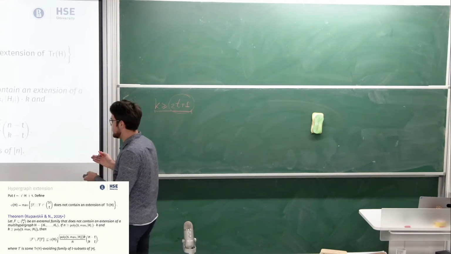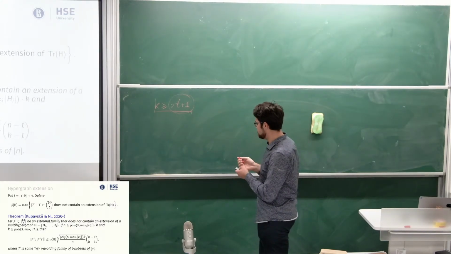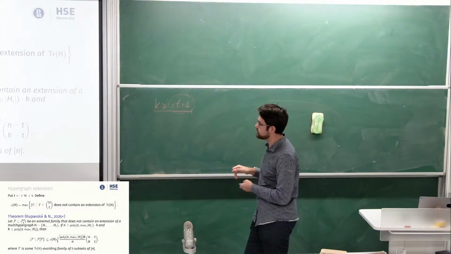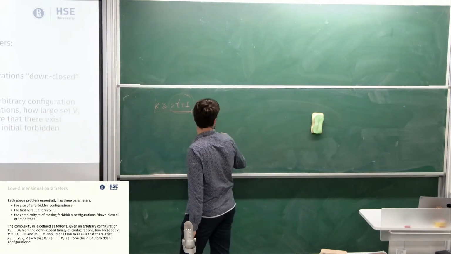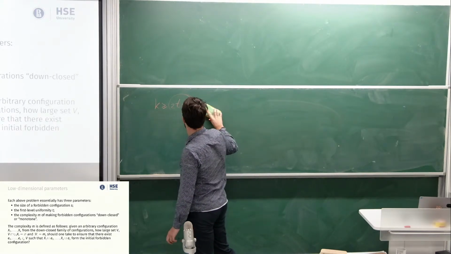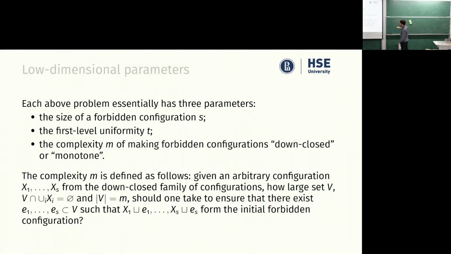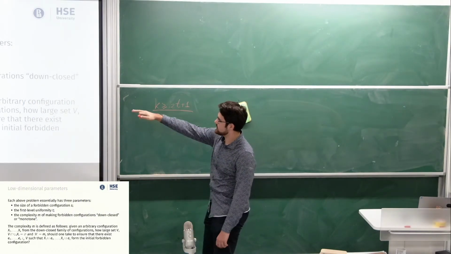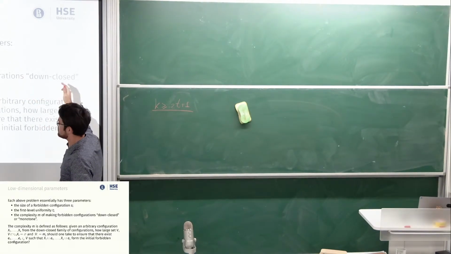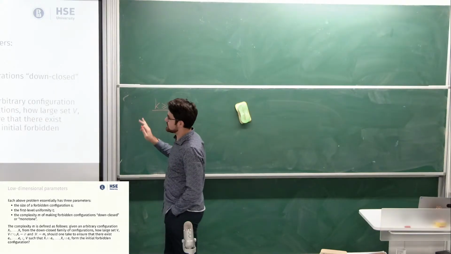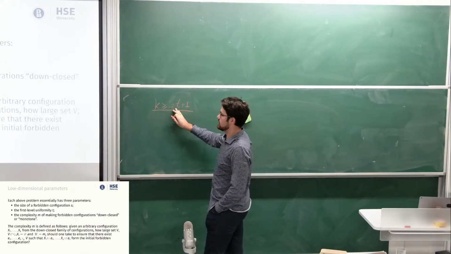And the answer is that we need some internal mechanism inside of the proof that makes the problem down closed or monotone. And this mechanism imposes some assumptions on k. So making a problem down closed, so making the forbidden configuration family down closed, is almost equivalent to finding some structure in the shadow of F.